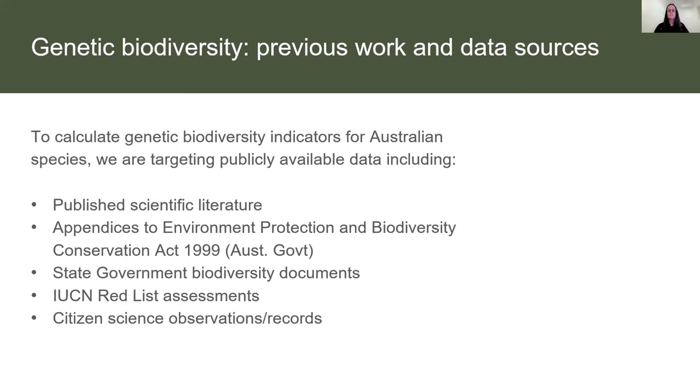The scientific literature that will inform our genetic indicator calculations includes both multi-species assessments and species or population level information. We will also use appendices to the Australian Government's Environmental Protection and Biodiversity Act, which includes general species assessments, plus recovery plans and action plans for vulnerable species.